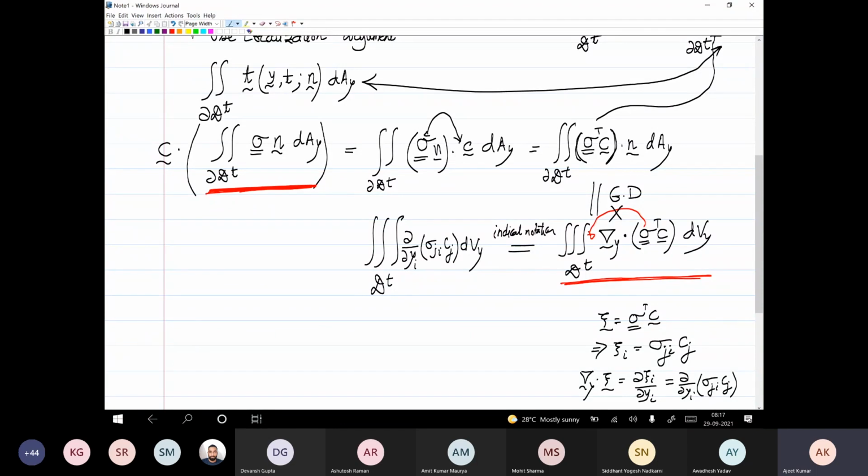dvy. Okay. Now you see that cj is a constant. So when you take the derivative with respect to yi, there won't be any derivative on it. It will become 0. So you can also say that this is same as integration over dt del over del yi sigma ji cj, and c is a constant, right? So let me keep it right now here, dvy.